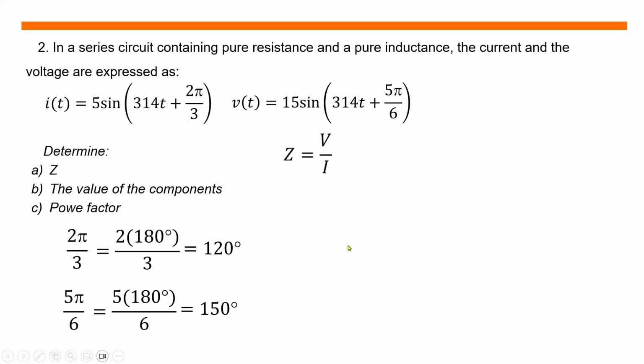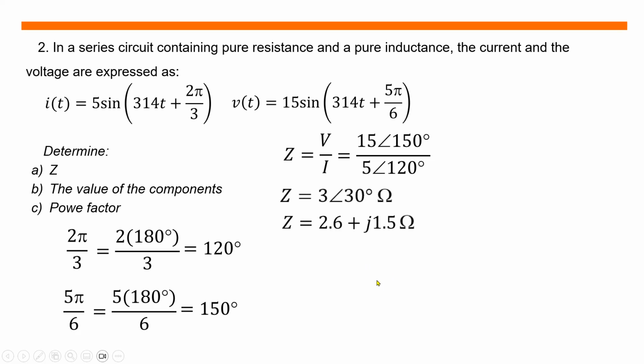Then to solve for the impedance, we will simply use Ohm's law, so that is voltage over the current. So that is 15 angle 150 degrees all over 5 angle 120 degrees. That will give us 3 angle 30 degrees for the impedance. And we all know that we can convert this 3 angle 30 degrees into rectangular form. That will give us impedance is equal to 2.6 plus j1.5 ohms.